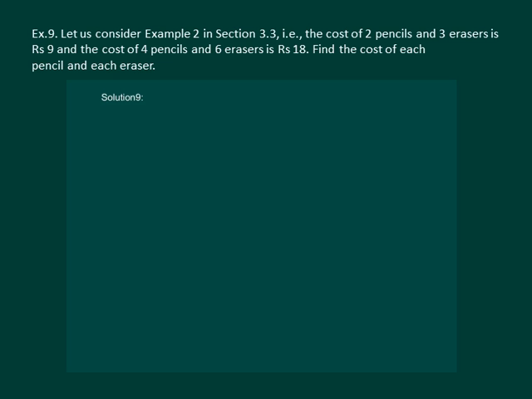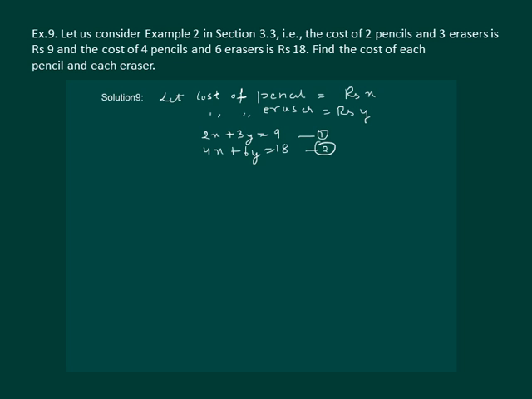Let us read the question. The cost of 2 pencils and 3 erasers is Rs 9, and the cost of 4 pencils and 6 erasers is Rs 18. Find the cost of each pencil and each eraser. If the cost of each pencil is Rs x and cost of each eraser is Rs y, then the two linear equations are 2x plus 3y equal to 9 and 4x plus 6y equal to 18. And now we have to solve this using substitution method.